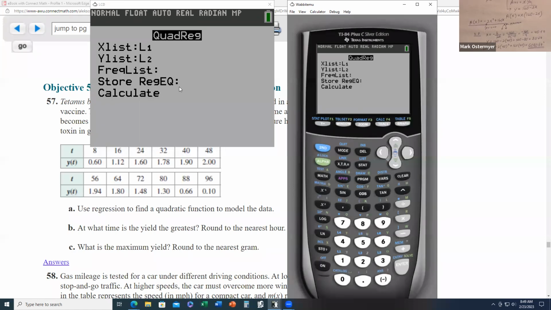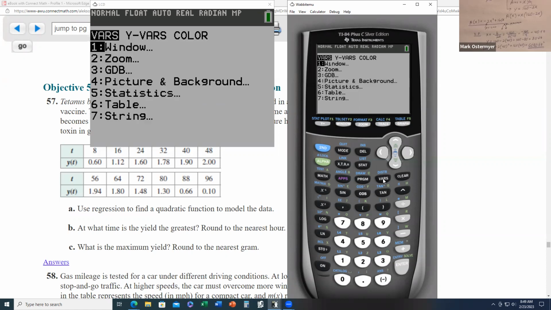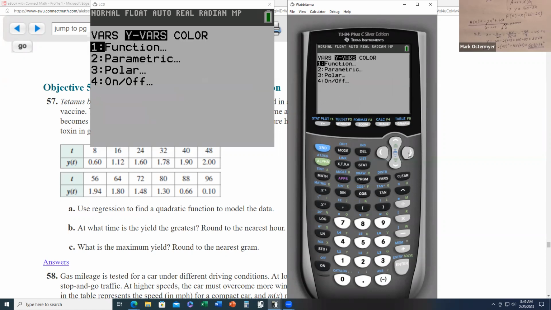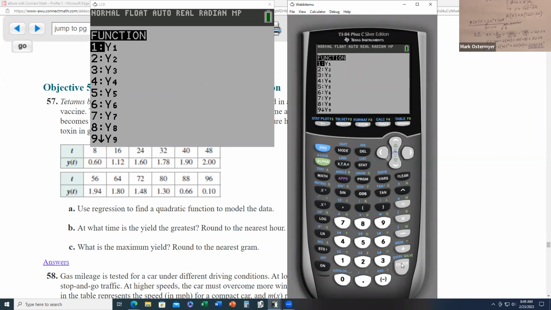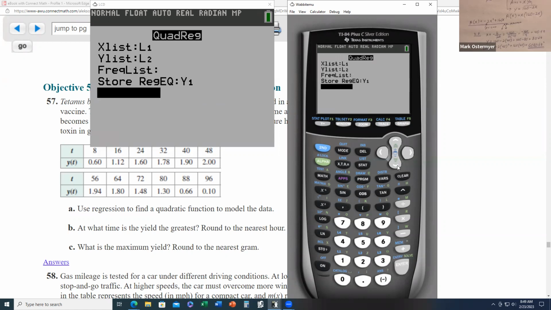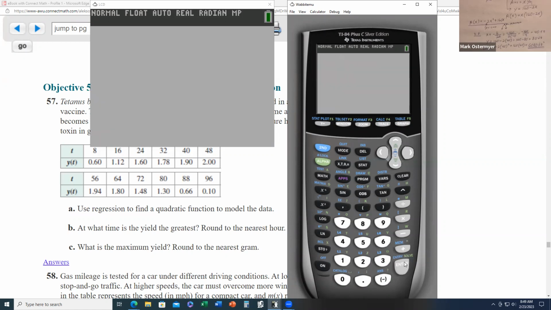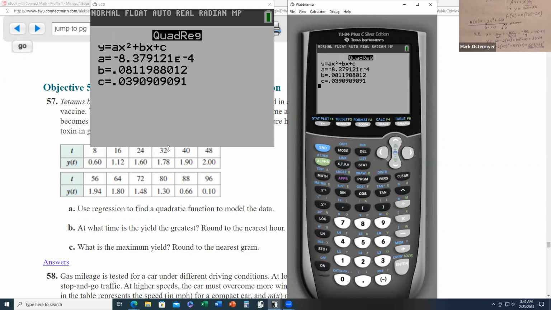So with our cursor sitting in this field to the right of store regression equation, I'm going to hit my VARS key right here. Go over to Y-VARS, stay on function, hit enter, and select Y1. Enter. Now we go down to calculate. Boom. There, ladies and gentlemen, is your quadratic regression equation that fits this data the best. You cannot do better with any parabola than this one here. This is the optimal parabola that fits these data points the best, minimizes the errors.